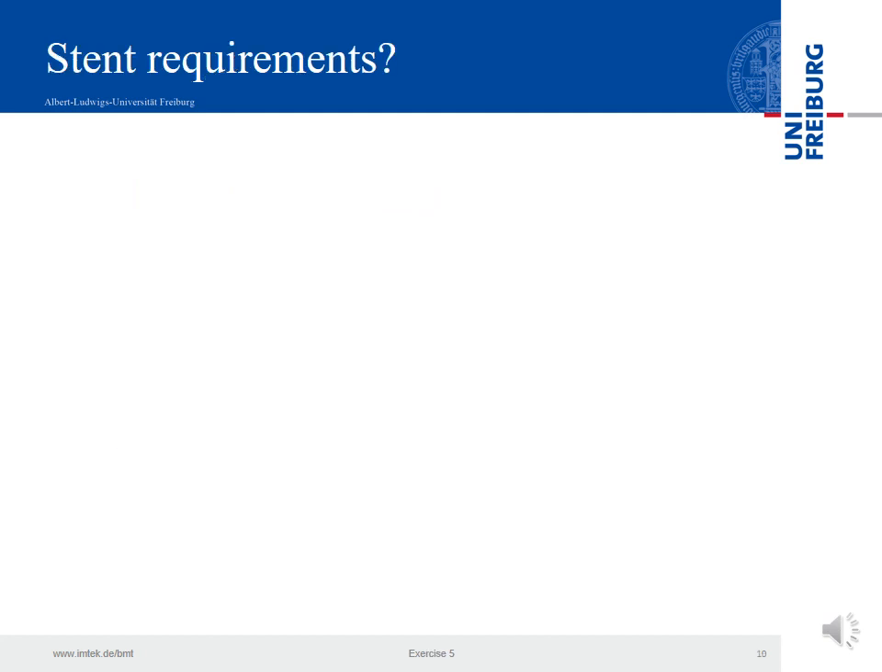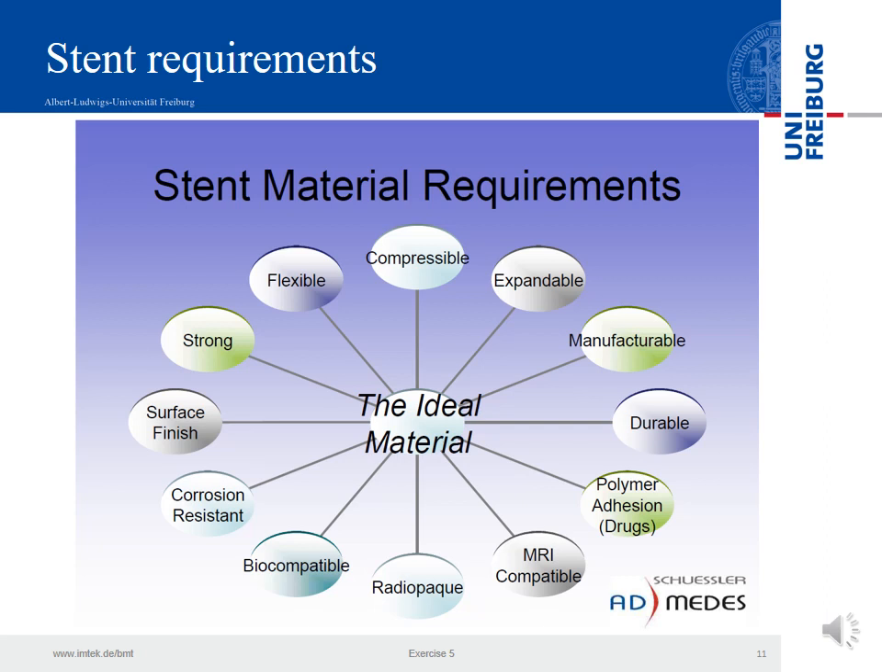So what are the requirements? This is from Admedes, a German company manufacturing stents, and the ideal material, as you see, that's quite a challenge. So it should be strong and flexible at the same time, compressible and expandable at the same time. Durable. Manufacturing should be easy, surface finish should be ideal, should not corrode, biocompatible, should be opaque in radio, that means in X-ray, and CT, should be MR compatible, that you can change imaging modalities, and the best will be to have good polymer adhesion, that you can hide the drugs in the polymers. Sounds a bit like a fairy tale.